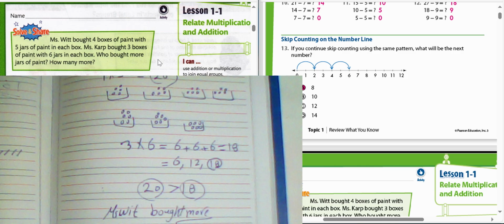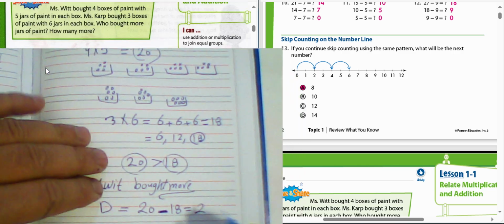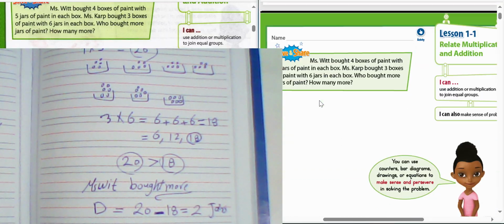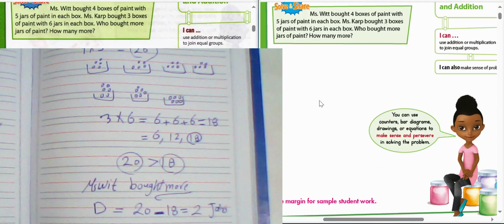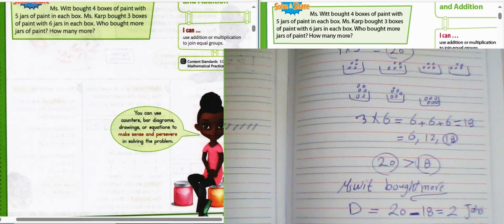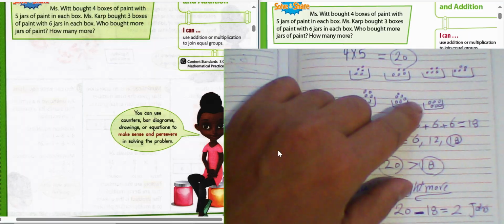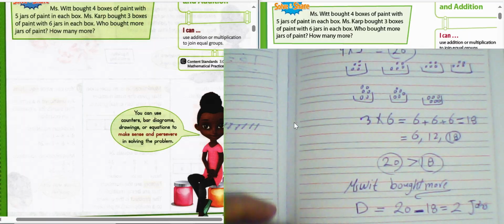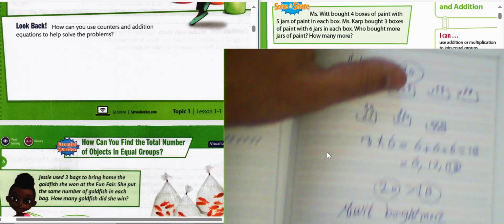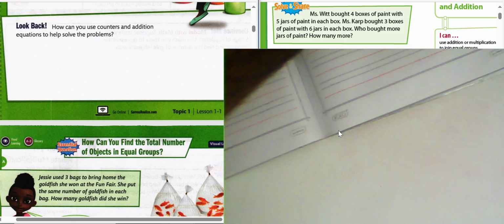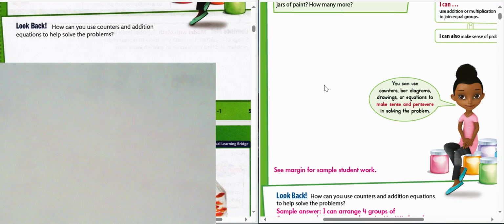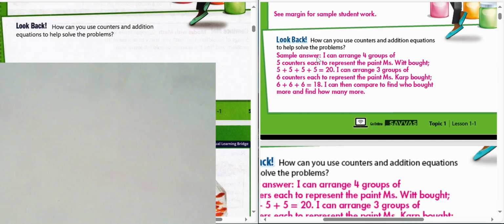Okay? Understood this example? So I will give you the answer again. Look at here, left hand side. Here is the answer. You can show your work here. Okay, write the answer here. Next question. You can use a bar diagram drawing to find the result. As anything, you can draw it. Look, how can you use counters and addition equations to help solve the problems? Who can tell me?